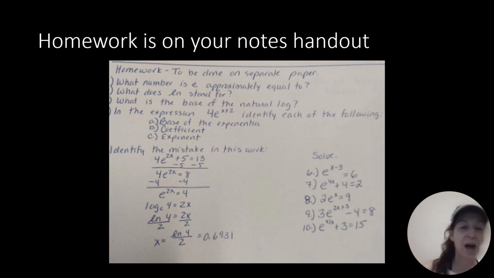And question 5 is this one right here. It's identify the mistake in this work. So the numbers again got cut off. So it's 1, 2, 3, 4. This one is 5. And just kind of take a look at the work and identify what's wrong. There is a mistake. And then 6 through 10 are just equations to solve over there. So it's 10 problems. And if you have any questions, let me know.